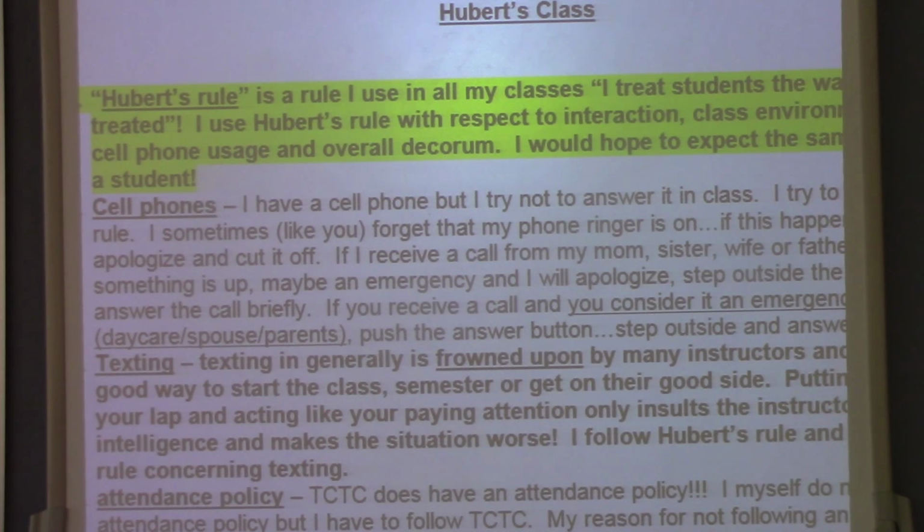Now, that hallway is just like that highway out there. You can't park in this parking lot without a TCTC sticker. But you can park in the middle of that road out there all day long without a TCTC sticker. When you come into my class, you follow my rules. You go in the hallway, you can text, you can talk, you can have a fight.